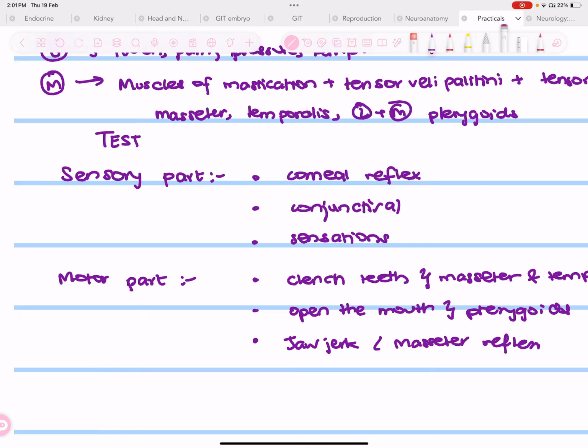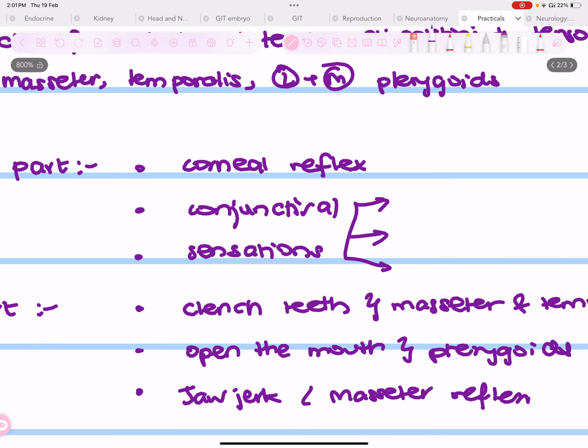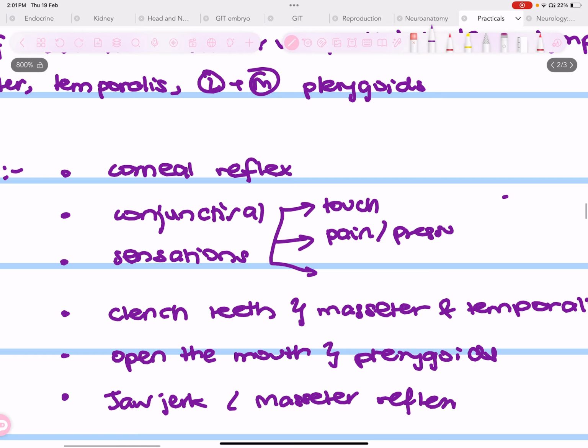So what are the sensations that we're checking? Ideally, there are four sensations that are present: touch, pain, pressure, and temperature. So for touch, we have used the cotton wisp. For pain, or even for pressure, for both of them, you have to use a sterilized pen, and you are going to again do the same thing and compare both the sides: 1, 2, 1, 2, right?